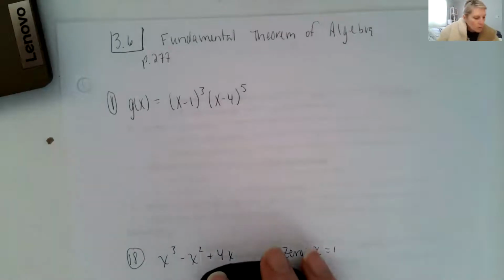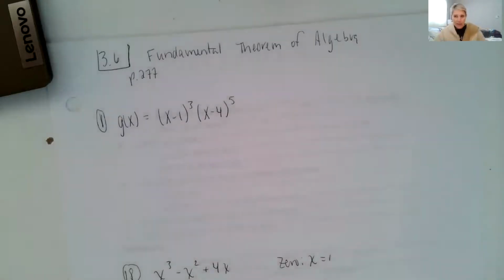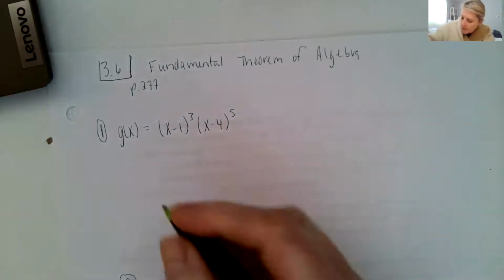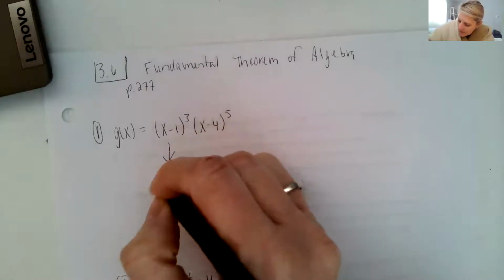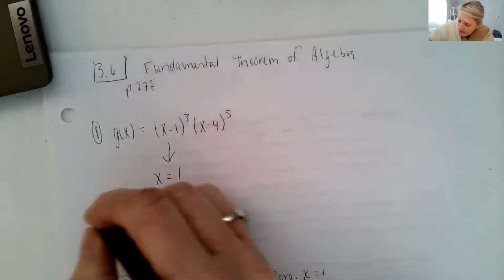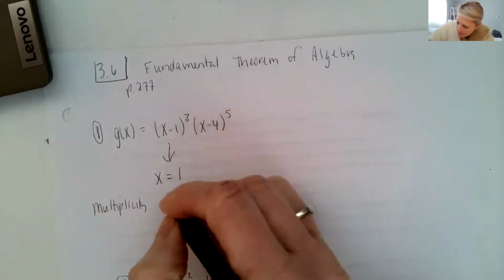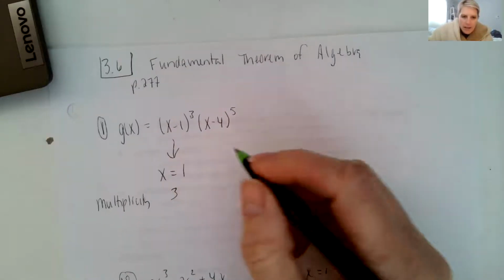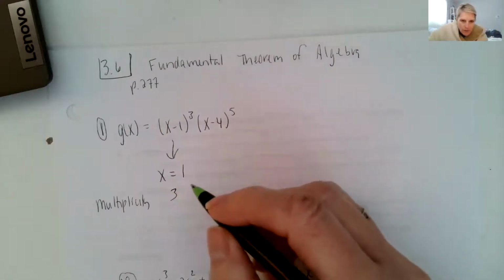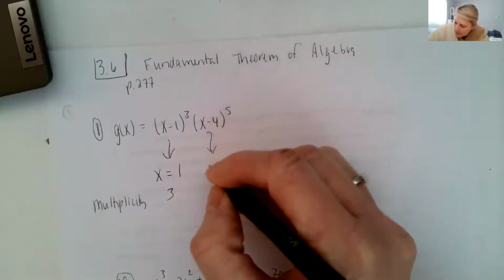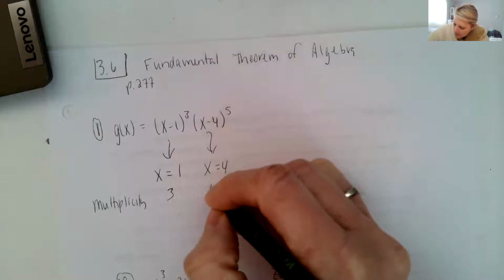If we go to question number 1 for 3.6 on page 280, it says list the zeros of each polynomial and state their multiplicity. This goes back into earlier sections of chapter 3, where we've already done multiplicity. So this factor has a zero at x equal to 1, and the multiplicity is 3. And this factor x minus 4 has a zero at x equal to 4, and its multiplicity is 5.